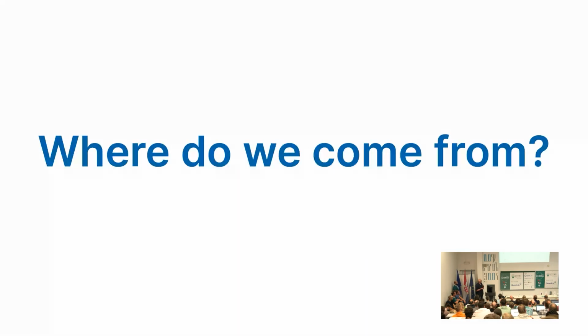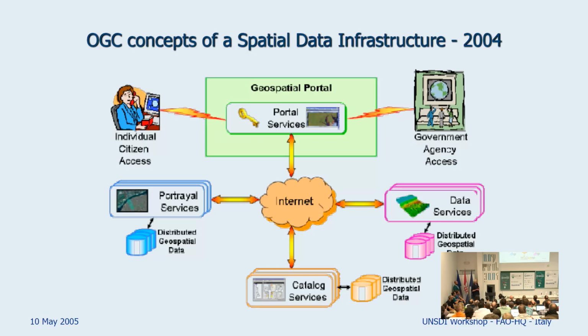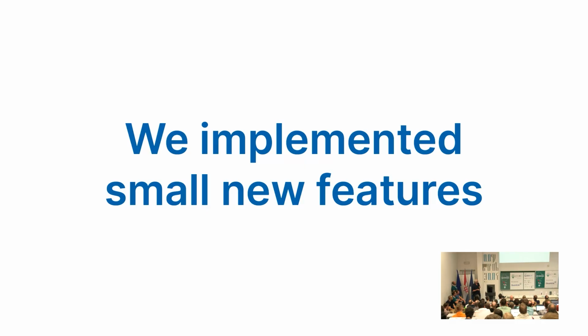So where do we come from as a community? This is quite an interesting image of the Open Geospatial Consortium in 2004 of what they saw as the spatial data infrastructure with geospatial portal, catalog, data services, portrayal services, other things we know quite well. And so we implemented new stuff on software that we were just starting to develop.